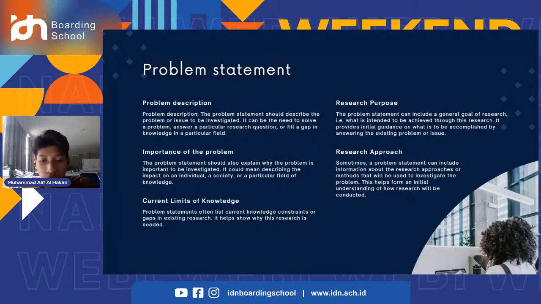And the fifth or last, research approach. Sometimes a problem statement can include information about the research process or method that will be used to investigate the problem. This helps form an initial understanding of how research will be conducted.